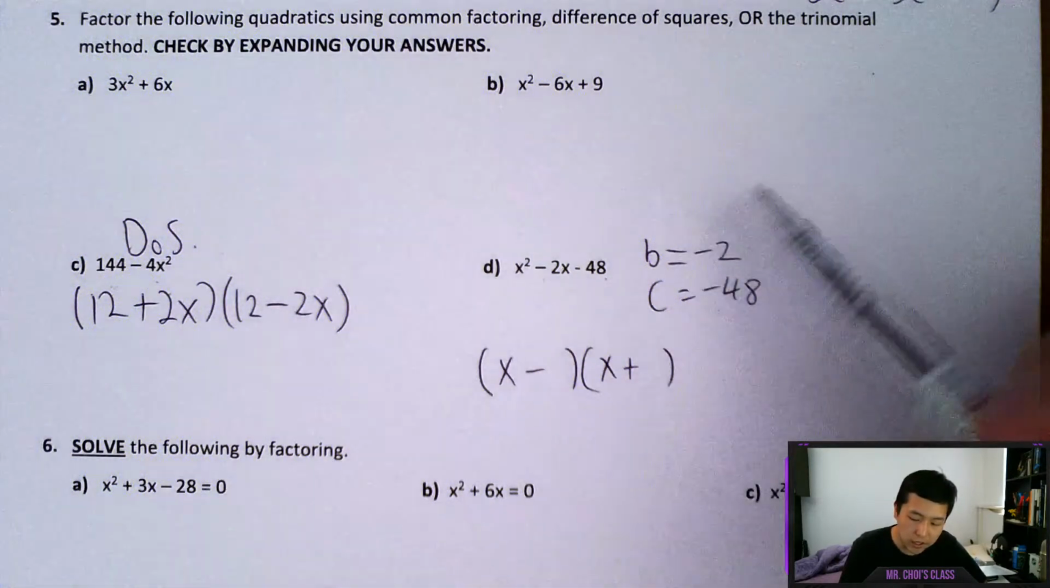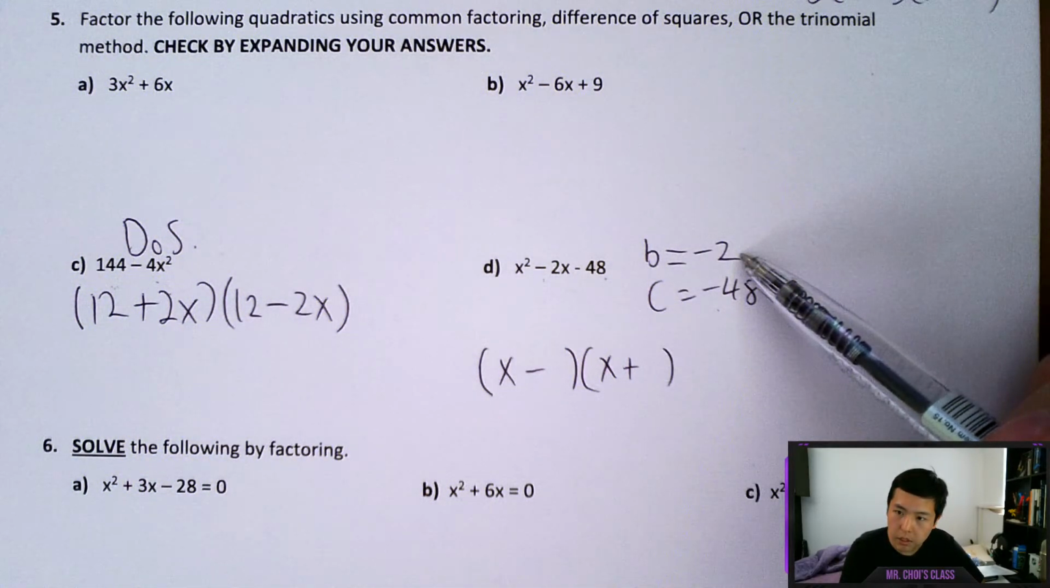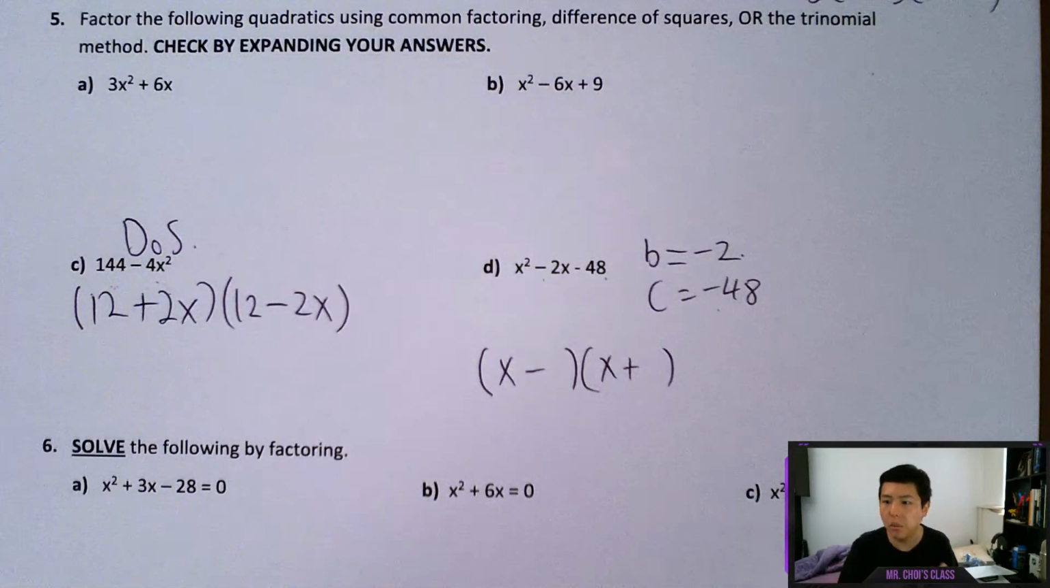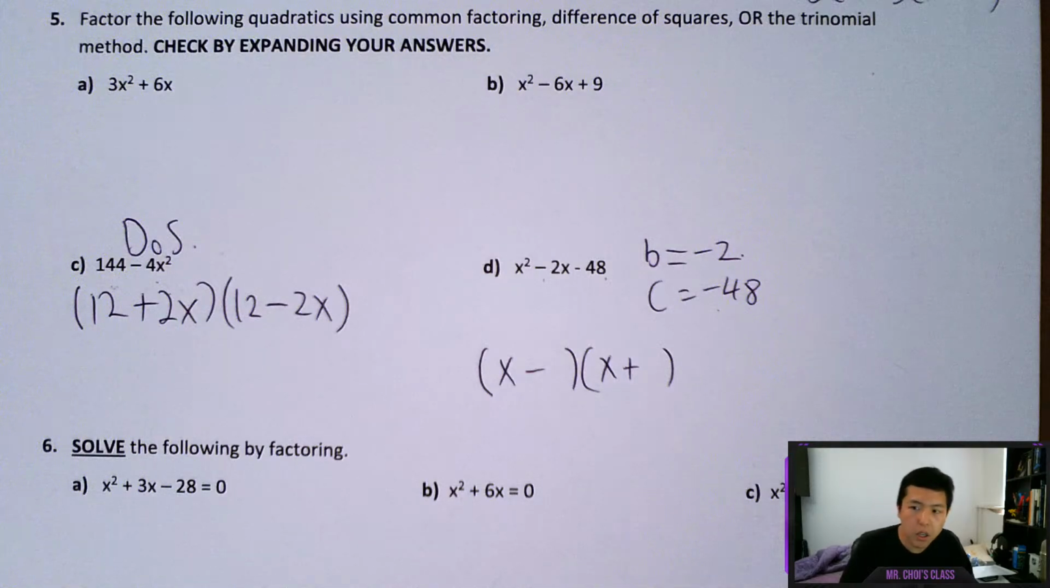Another hint you can see is that the number in the middle is 2, which means the difference between the 2 numbers shouldn't be too big either. So it's not going to be 1 and 48. It's not going to be 2 and 24. It's not going to be 4 and 12. So let's keep going. We have 6 and 8. That seems like the right one.